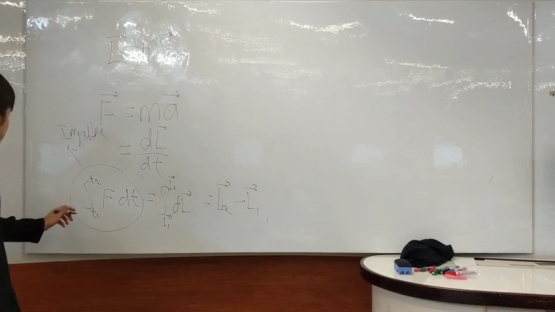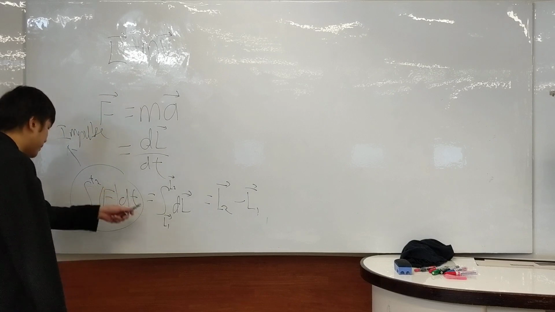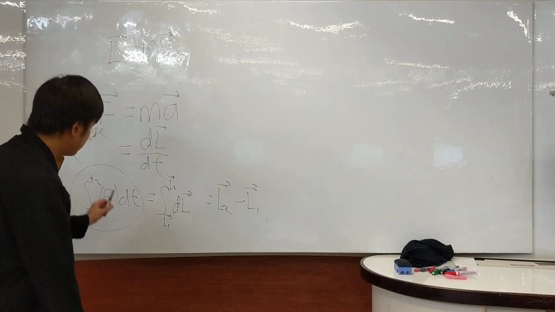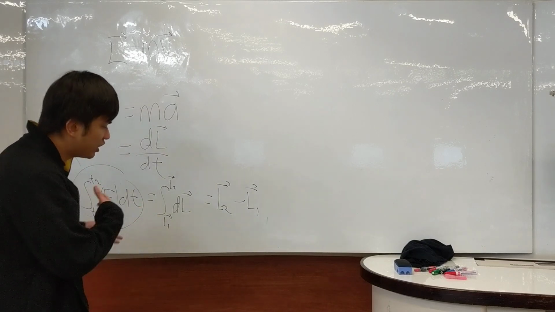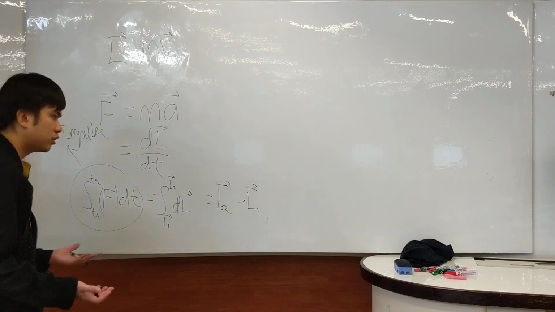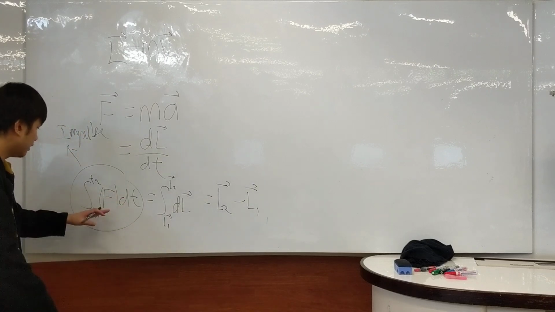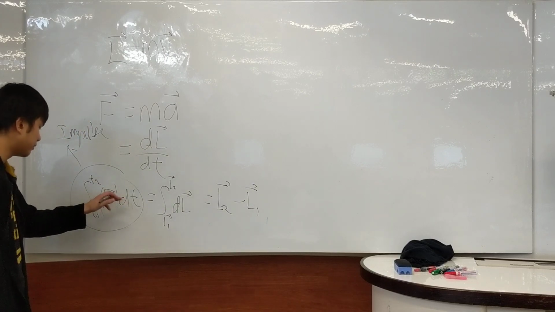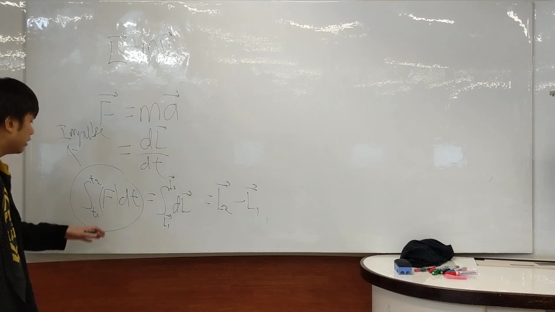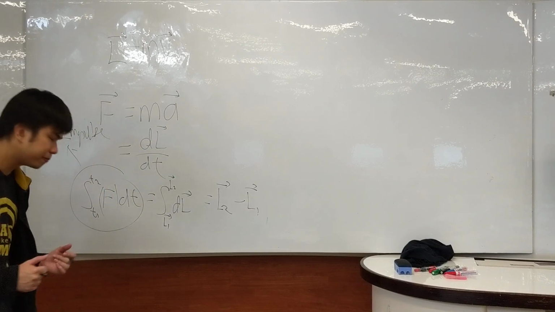Please take note, first of all, that this force here might not be constant with time, so please do not try to replace this with just F times t. This force might be a linear function, or it might even be a quadratic or a polynomial function with respect to time. So it's actually incorrect to state that the integral of F dt is equal to Ft. This term is only equal to F times t if F is constant with time.